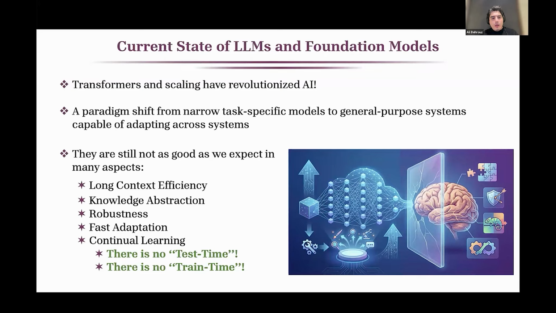But the point is, with the current architectures, they're still not as good as we expected in, for example, long context efficiency, in capturing knowledge abstraction, and generally they are not very robust. They cannot adapt fast to the context. In a very general form, we can say that they are not capable of continual learning.